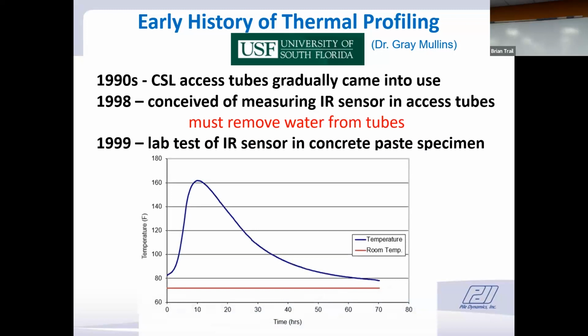In 1999, they did a lab test with their IR sensor in a concrete paste specimen. So it's pure cement, no aggregate of any kind. And this was their measurement. They were elated and said, we can do this. It's going to take a while to get to an applicable situation, but we can make the measurement. And notice in the measurement that the peak occurs at about 10 hours of time, and then it gradually cools off down towards room temperature, which is the midline.